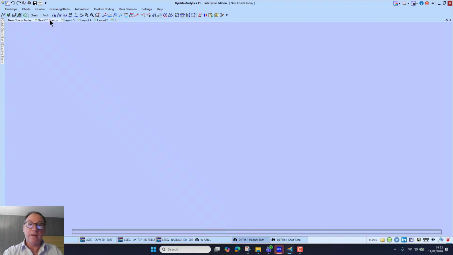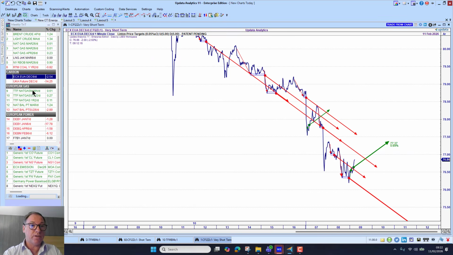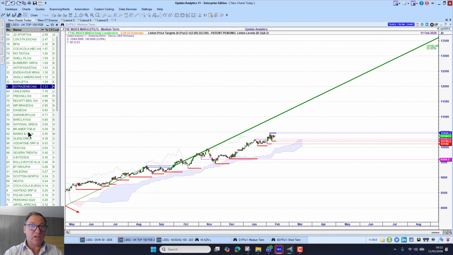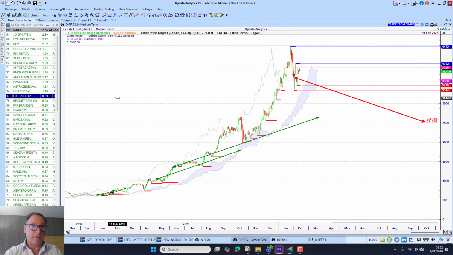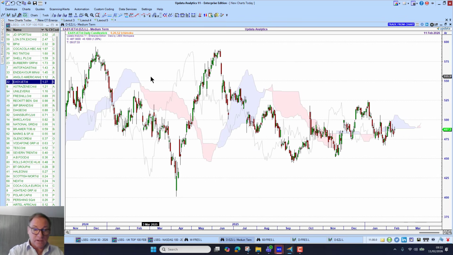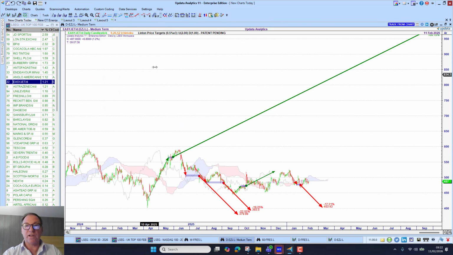The key thing is you can type any chart you want. You literally just enter your code, type the stock you want, and you can straight away draw the target. So I can just take literally any chart. So if I take something like EasyJet and just hit the T key, it will put all the targets on for you.